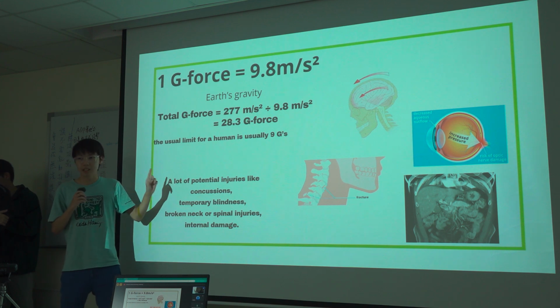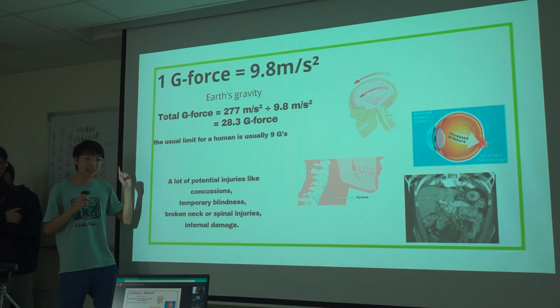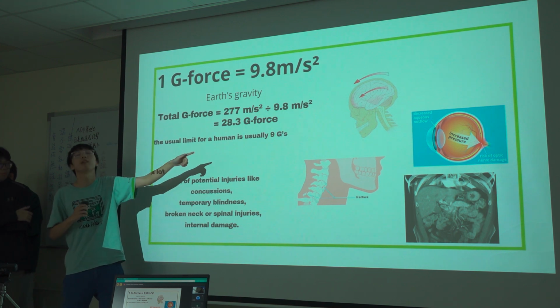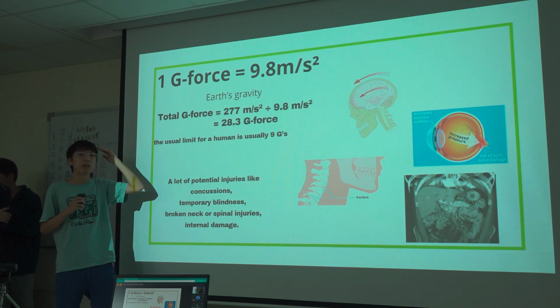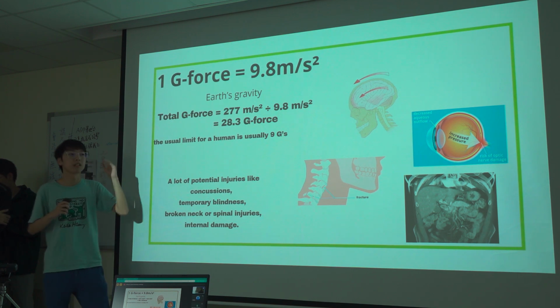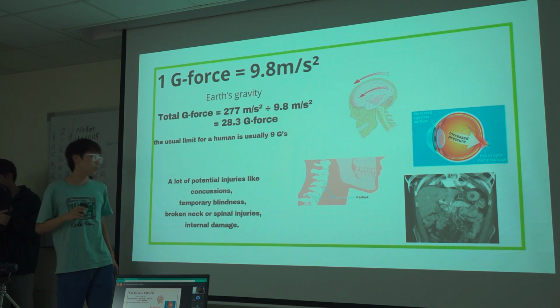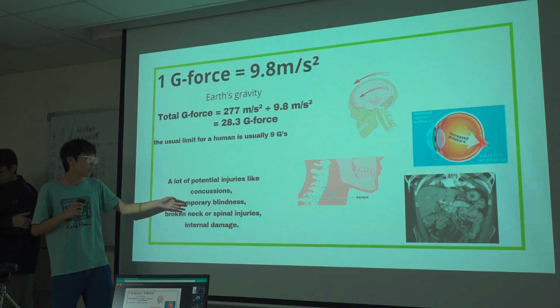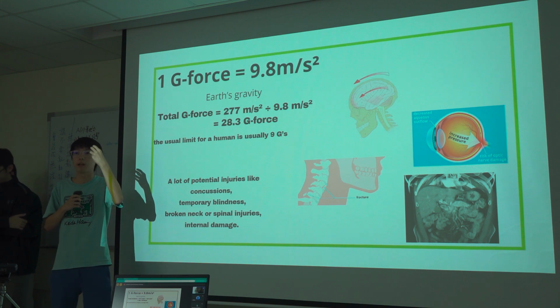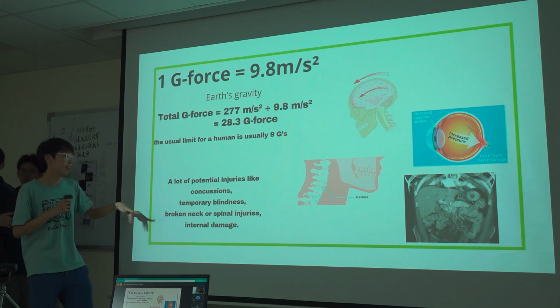And a lot of potential injuries that they could experience, which I checked from Colonel John Stapp, is first concussions, because of the amount of speed you will have. Imagine sudden stopping and sudden starting, like rapid acceleration and deceleration. It will hurt your brain. Temporary blindness, because of the amount of ocular pressure, the pressure on your eyes. Okay, let's just go next.